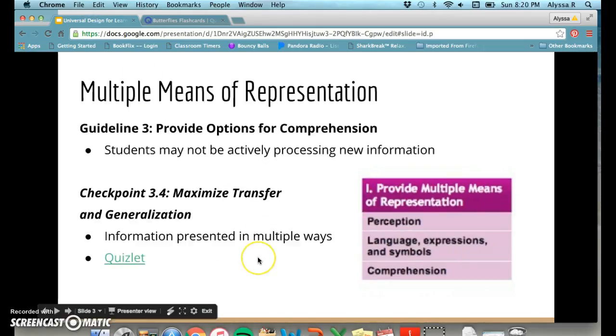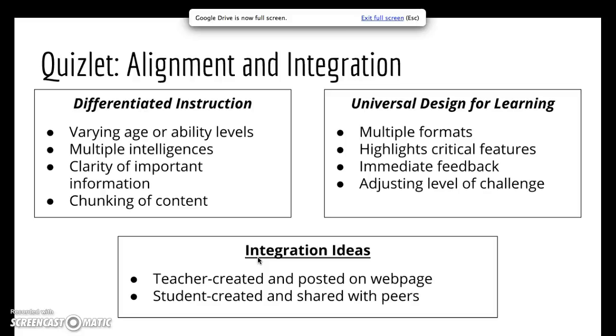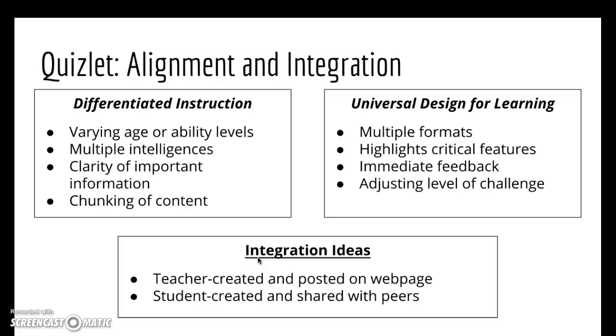So within this Quizlet, you have some ways for differentiation and universal design for learning. It aligns to both. So for differentiated instruction, Quizlet can be differentiated for ability levels or age levels based on who creates the quizzes. So high achieving or older students can challenge themselves by making their own. Younger students or ones who are struggling may benefit, obviously, from the teacher making it for them. Gardner's multiple intelligences are addressed through the visual and the auditory, as I've already discussed.